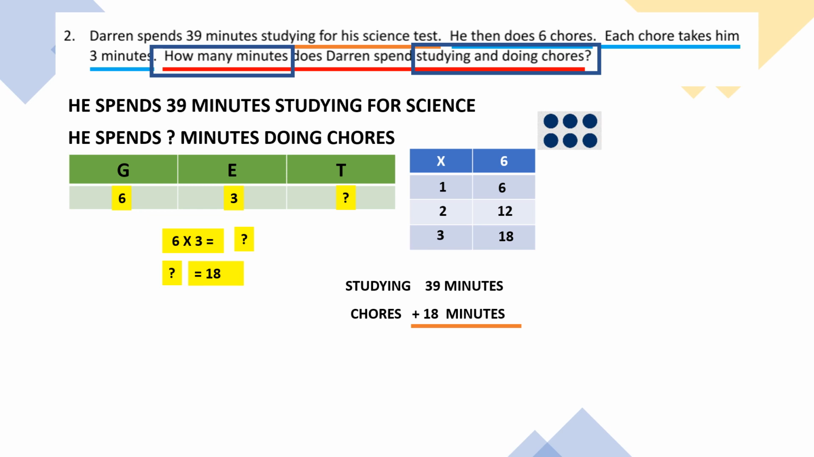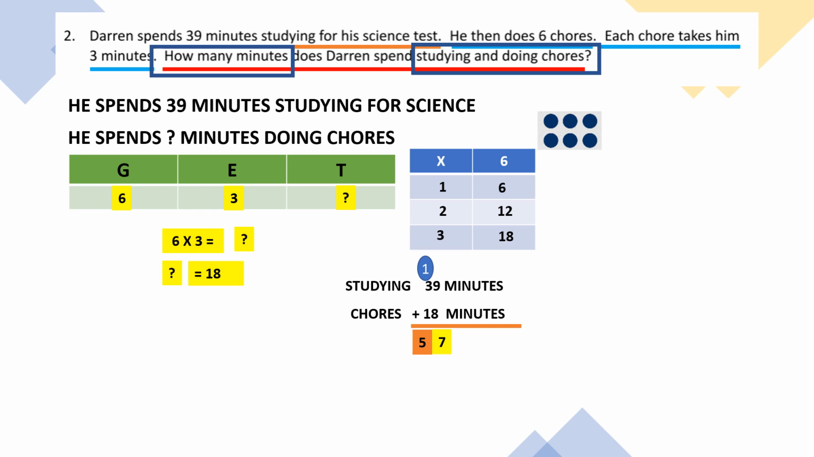All right, I'm going to set up my problem. After I set up my problem, then I'm going to go ahead and add, starting with my ones place. 9 plus 8 is 17. So I'm going to write my 7 in my ones place, and I'm going to carry my 1 over to my tens place. 1 plus 3 is 4, plus 1 more is 5.